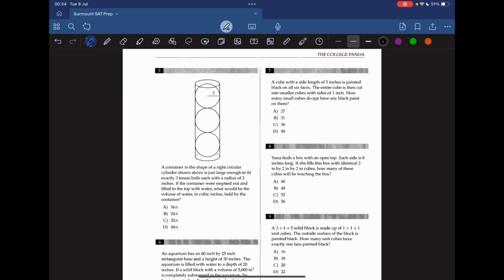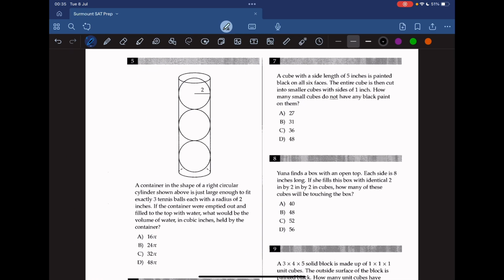Okay, let's move on to question 5. A container in the shape of a right circular cylinder shown above is just large enough to fit 3 exact tennis balls with a radius of 2 filled to the top. If the container were emptied out and filled to the top with water, what would be the volume of water in cubic inches held by the container? So this is basically just asking us for the volume of the cylinder, right?